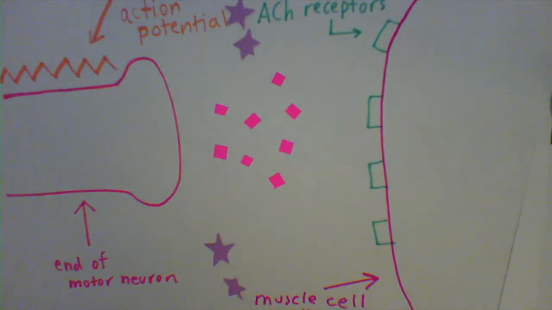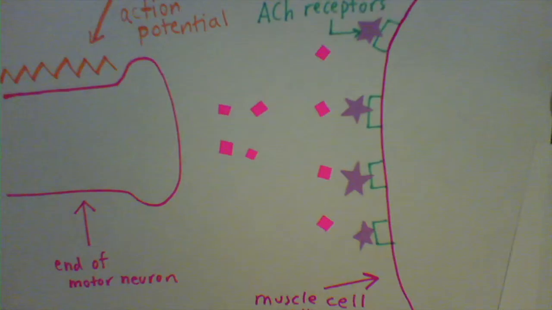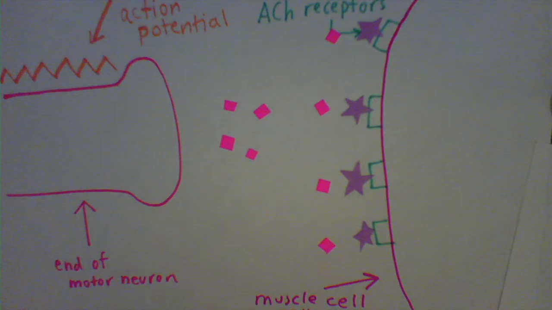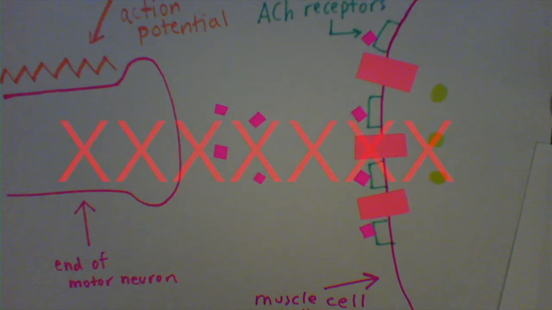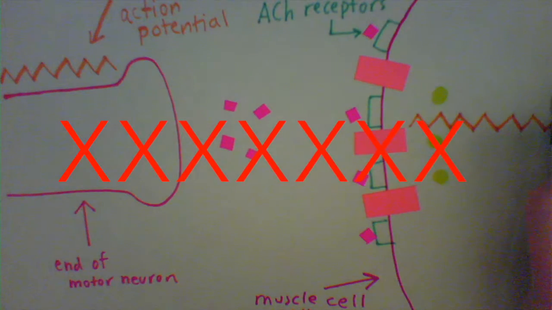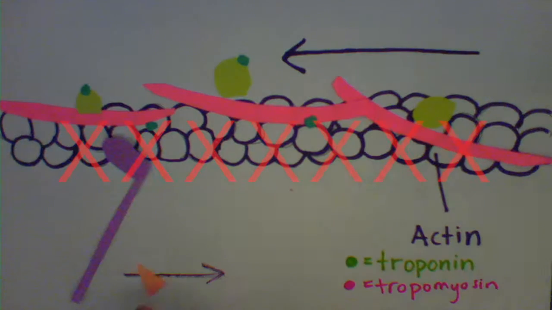When curare molecules enter the synaptic cleft, they block the ACh receptors, which doesn't allow the ACh to bond to them. Because of this, sodium ions are unable to enter the muscle cell and depolarize it, which prohibits the action potential from being created and therefore does not allow muscle contraction to take place.